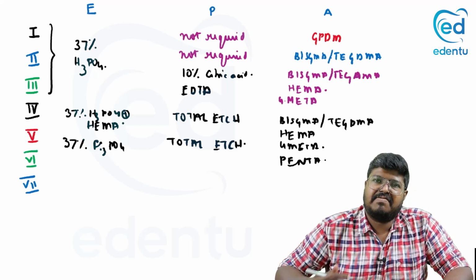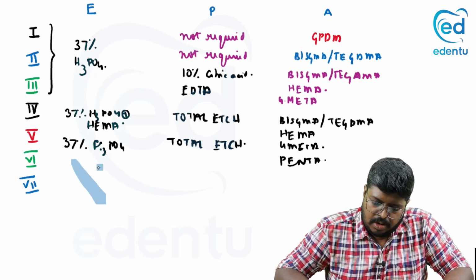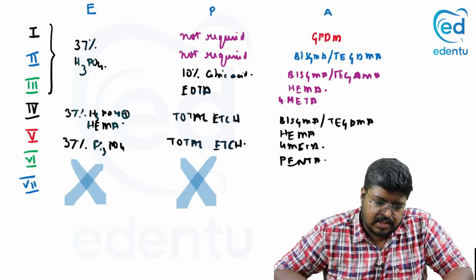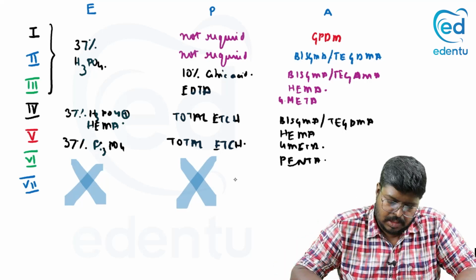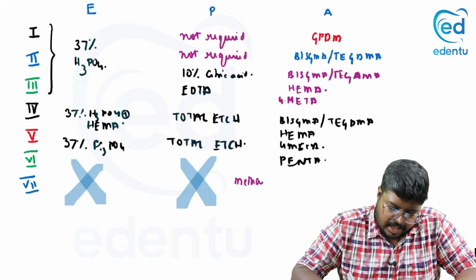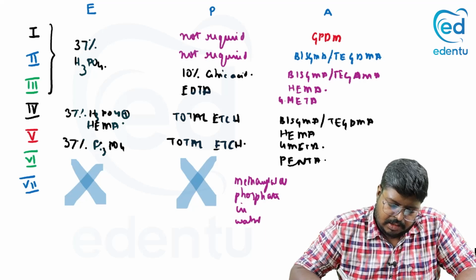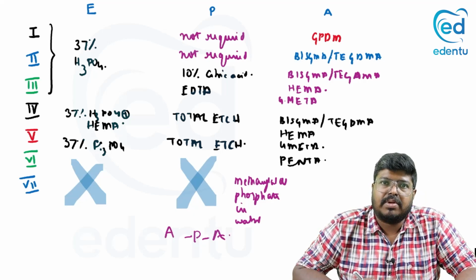In the sixth and seventh generation, only one bottle was required. You did not need an etchant, you did not need a primer. Over here, you had one simple thing, that was methacrylated phosphate in water. And this was basically an acid primer adhesive technology.